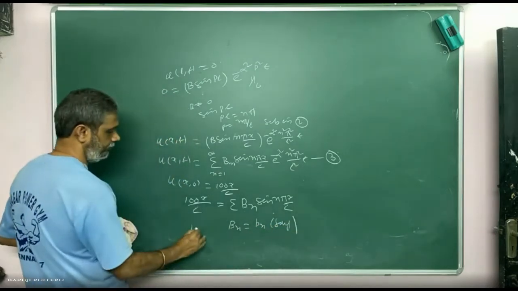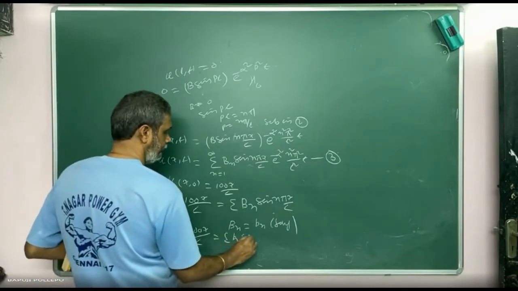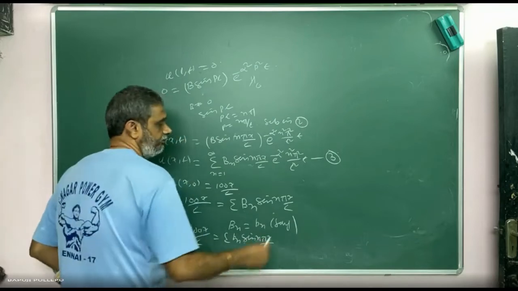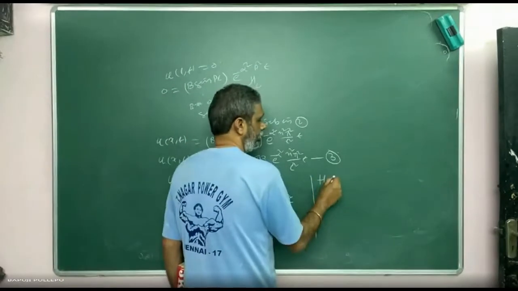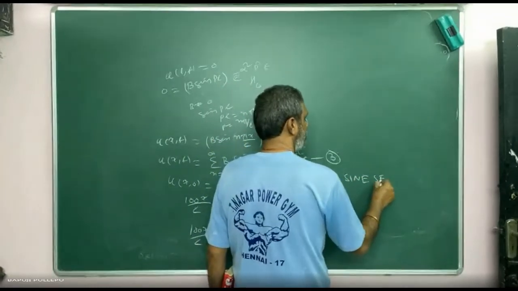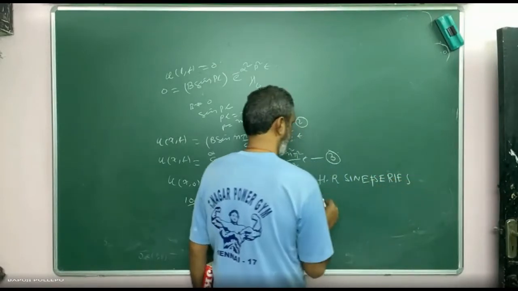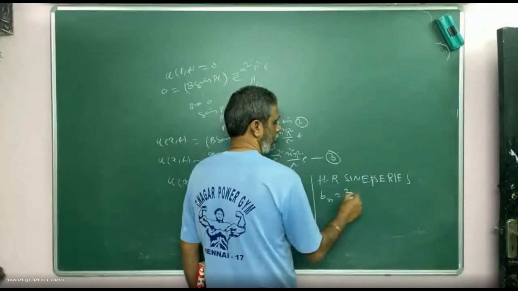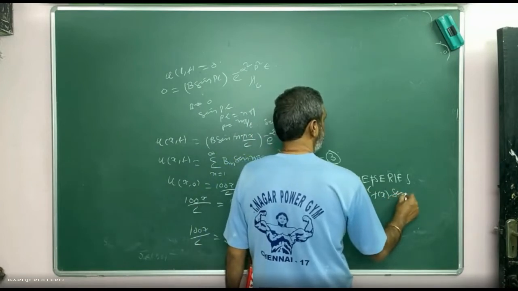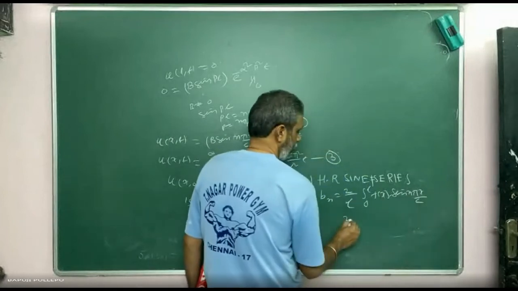Now this becomes what? 100x by L is equal to Bn sin n pi x by L. So this is nothing but what? Half range sine series, sine Fourier series. Now Bn is equal to what? 2 by L, integral 0 to L, f of x sin n pi x by L.